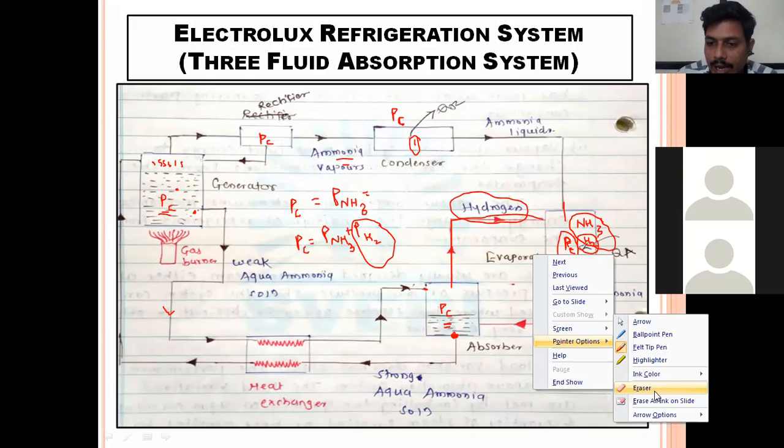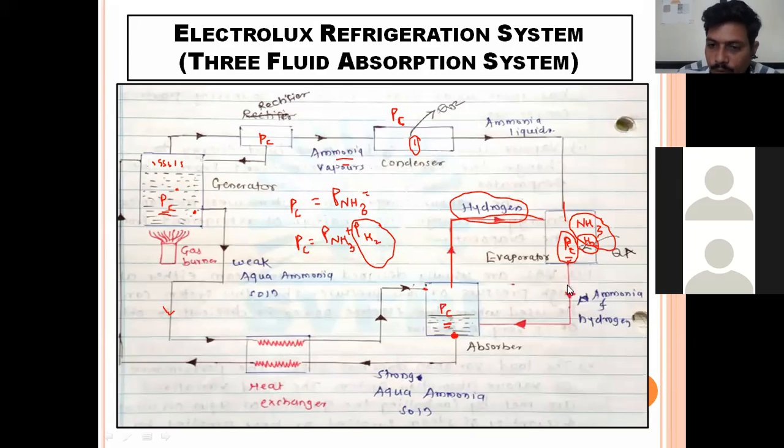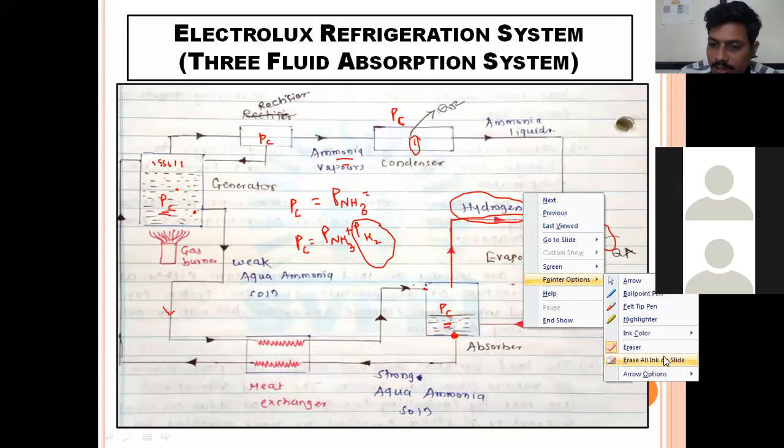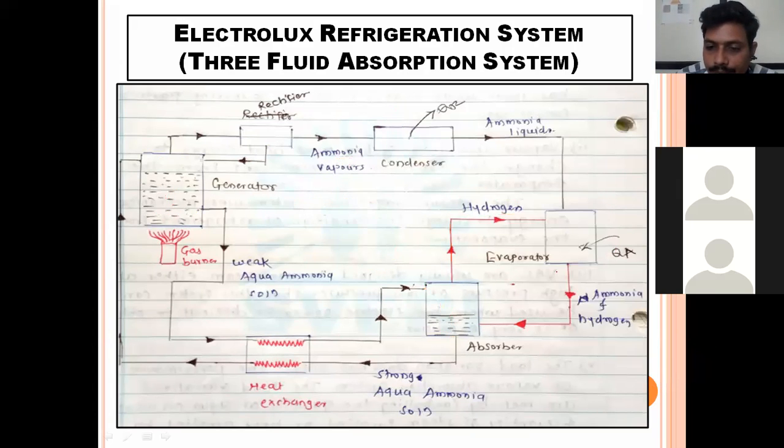So within 2 minutes, I will explain the flow of refrigerant, the flow of the system. So what will happen? I will start from the outlet of the condenser, or rather start from the condenser. At the condenser inlet we have high pressure ammonia vapor.